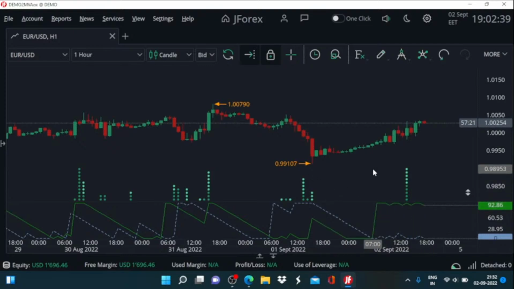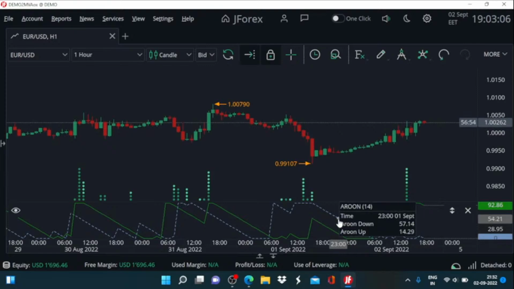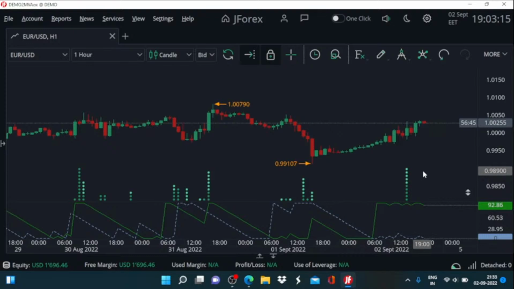The logic is fairly simple. It simply measures the formation of highs and lows over the given time period horizon, and the reading can be anything between 0 to 100. So the simple interpretation is that if we have AROON up above the AROON down, then that is indicative of the bullish bias, and if we have the AROON down above the AROON up, then that is indicative of bearish sentiments prevailing.